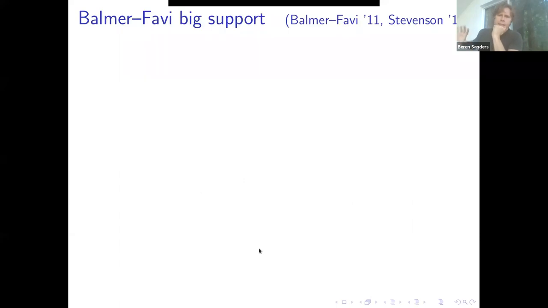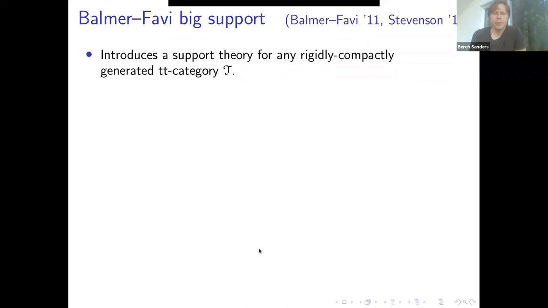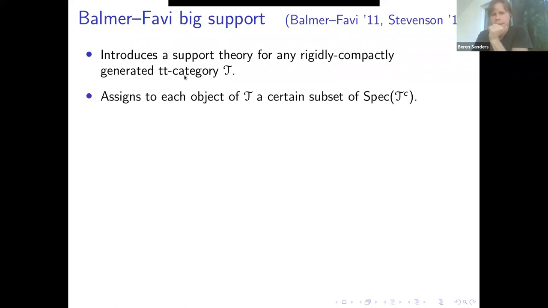On the other hand, a slightly different approach to talking about support for big objects comes through the work of Balmer and Favi. So they introduced a support theory for a rigidly compactly generated tensor triangulated category T. So now we're talking about tensor triangulated categories. And this assigns to each object of T a certain subset of the Balmer spectrum of compact objects. So I said there's no Balmer spectrum of the big category T. This Balmer-Favi notion of support is a notion of support for the big objects, which lies in the Balmer spectrum of the subcategory of compact objects.